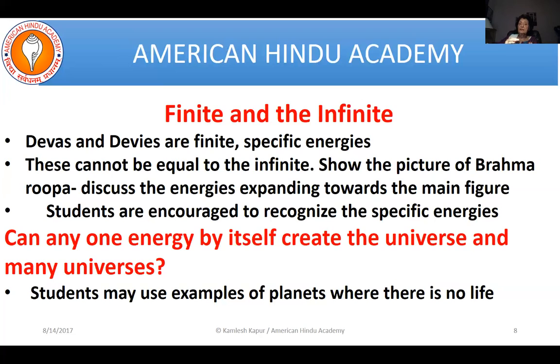Or some devas, like Mercury, the mass is so close to the sun that everything will burn. The heat is so much. So the point is to take one example after another example to instill the point that one energy alone cannot create life. Only totality, Purna, will be able to create life. And the earth is a lucky planet.